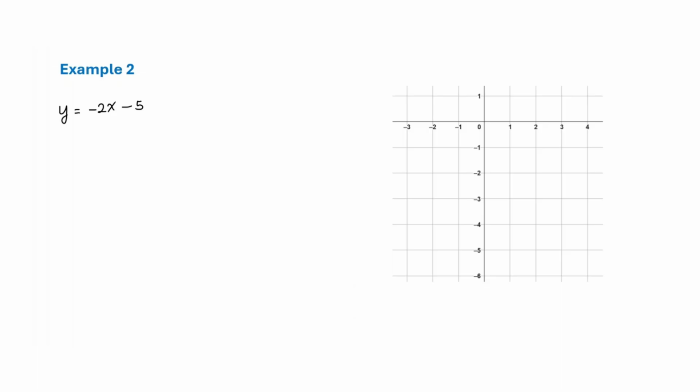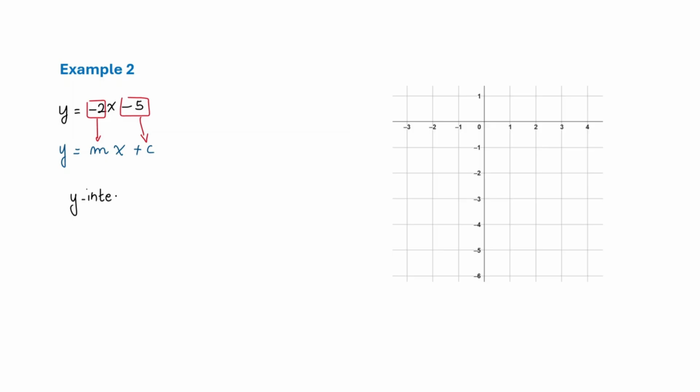This equation is already written with y as the subject in the form y is equal to mx plus c. So we can identify the y-intercept and the gradient directly. In this example, we need to be careful with the signs because both m and c are negative. Let's start with the y-intercept.